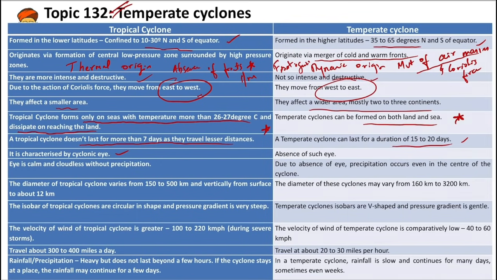You have to remember, when it comes to temperate cyclones, there is absence of such an eye. So due to absence of the eye, what happens? Precipitation occurs even in the center of the cyclone. In a tropical cyclone, there is no precipitation in the center of the cyclone, so there is no rainfall, and the wind is calm at the center. But in a temperate cyclone, because of the absence of the eye, precipitation occurs even in the center of the cyclone. And you have to know, in a temperate cyclone, there is not a single place where winds and rains are inactive.